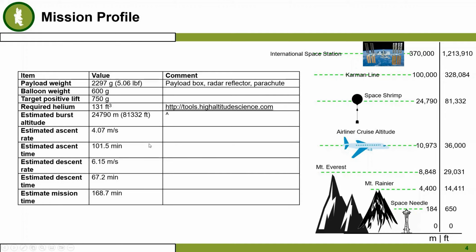So what we can now do with this information and all of these mission parameters, now that we know how fast the balloon is going to go up, where it's going to burst, and all of that kind of stuff, we actually want to start thinking about running some trajectory predictions so we know where the balloon is going to go and where we might expect it to drift.